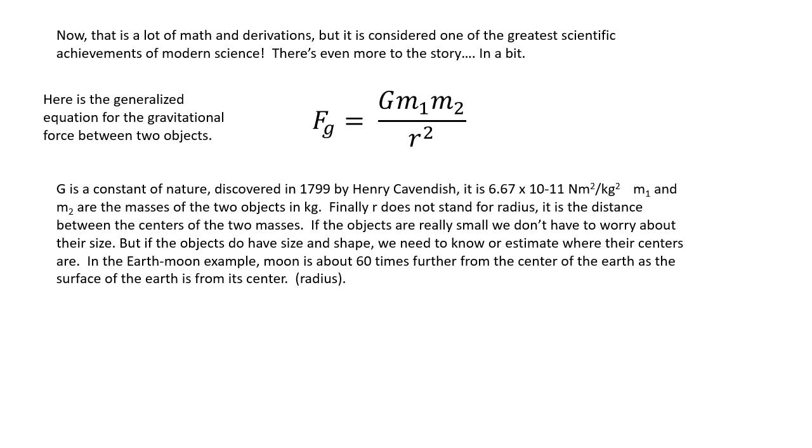And then finally, the R doesn't stand for a radius. It stands for the distance between the centers of the two masses. If the objects are really small, then we don't have to worry about their size. But if the objects do have size and shape, we need to know or to estimate where their centers are in order to find the distance between their centers. In the Earth-Moon example that we just were talking about, the Moon is about 60 times further from the center of the Earth as the surface of the Earth is from its center.